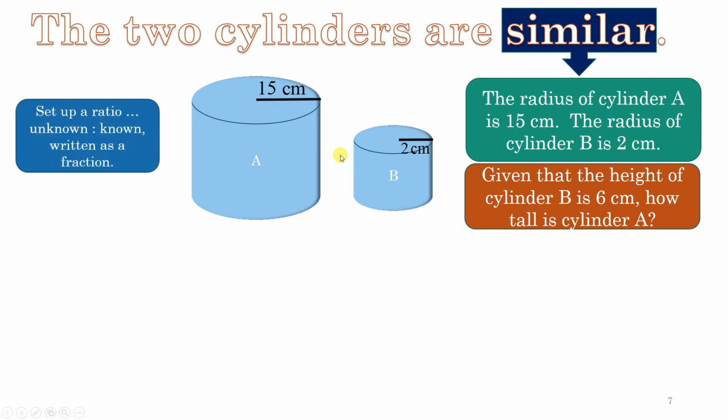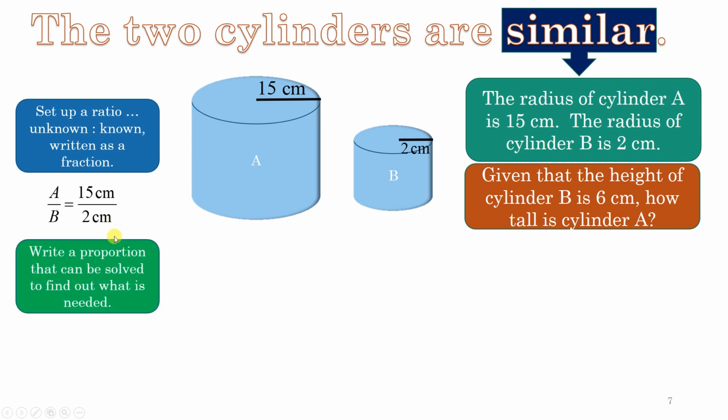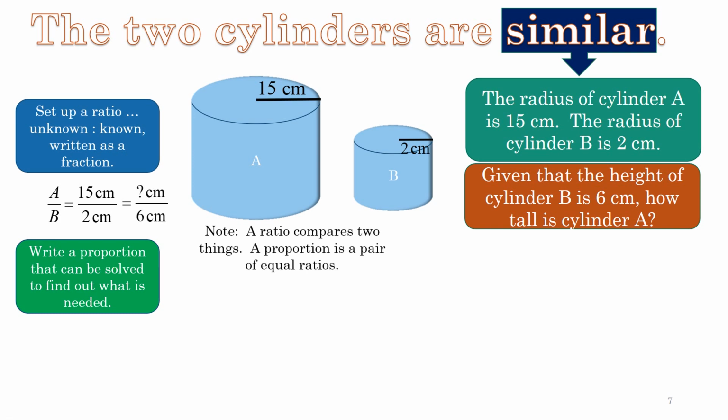So what you've got to do is set up a ratio. You want your unknown value in the numerator. Because we know everything we need to know about B, but we don't know the height of A, we're going to put A in the numerator. Now we've got 15 over 2, and now we have to use a proportion. A proportion is just a pair of ratios that are equal. So the radius of A is 15, but we don't know the height of A, and those are going to be in the numerator. The radius of cylinder B is 2, and the height is 6. All we've got to do is set this up and solve it.